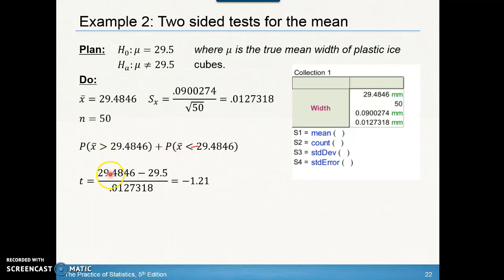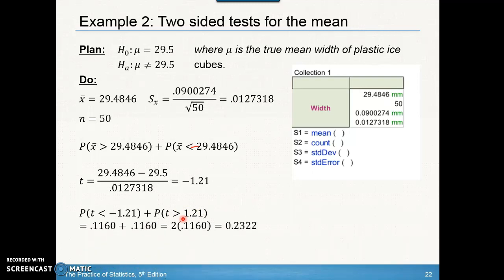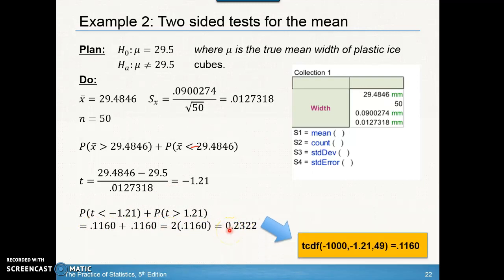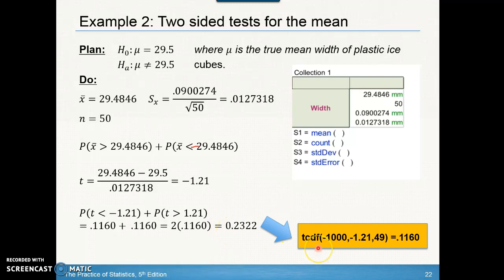Let's find our test statistic. Sample mean, how far away it is from our hypothesized mean, divided by the standard error, gives my test statistic t. Two probability statements: what's the probability that t is less than negative 1.21, that far away from the mean in the lower direction, or the probability that t is greater than 1.21, that far away or greater in that direction. Once you find one of these two probabilities, they're exactly the same because of symmetry, so your probability is 0.2322. This is what it would look like if you did it on the graphing calculator.